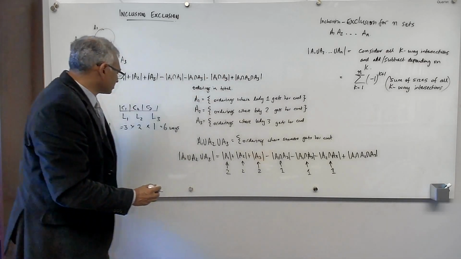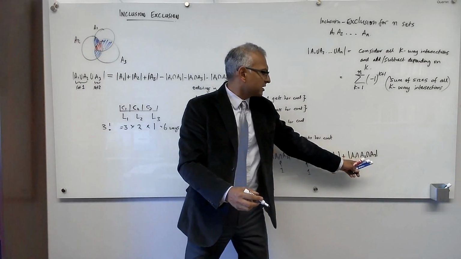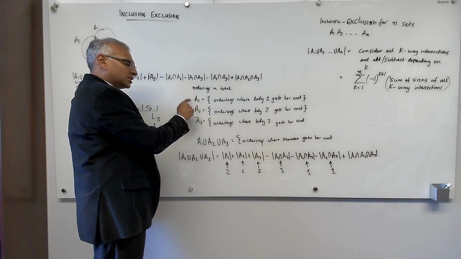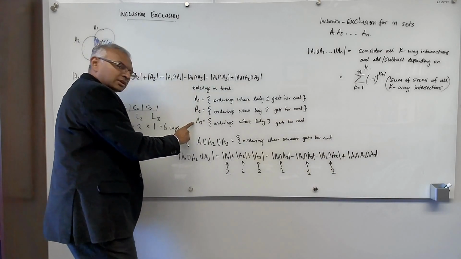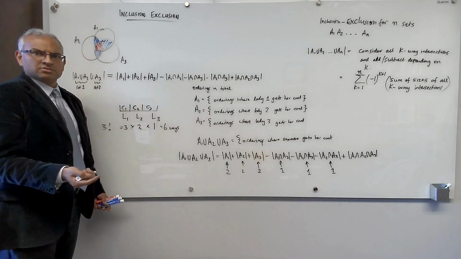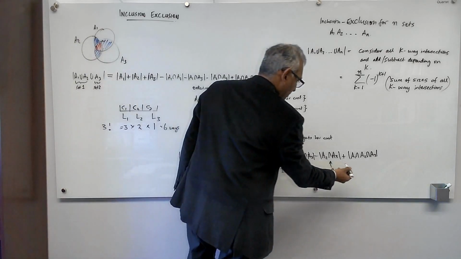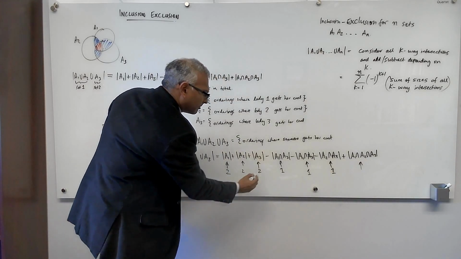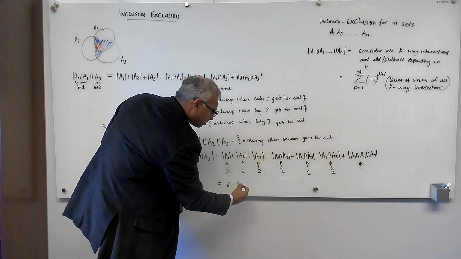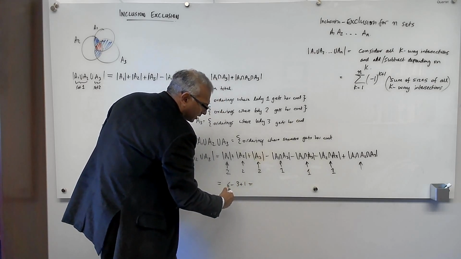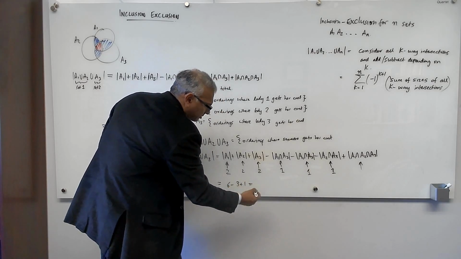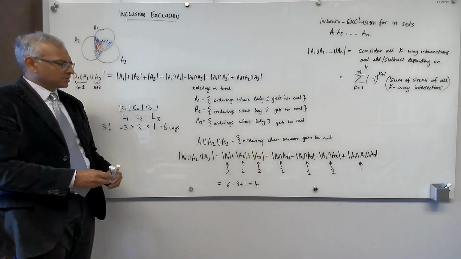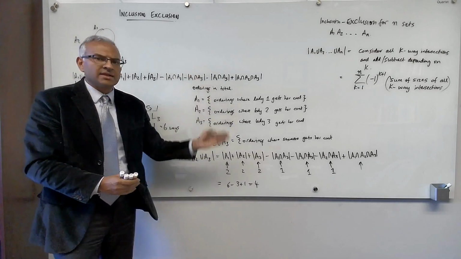Okay. What about A1 intersection A2 intersection A3? That means lady 1 gets her coat, lady 2 gets her coat, and lady 3 gets her coat. So that's this one ordering. There's just one way to do this. So the final answer, 6 minus 3 plus 1, is 4. So there are 4 ways in which someone gets their coat.